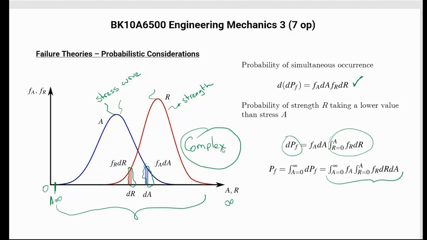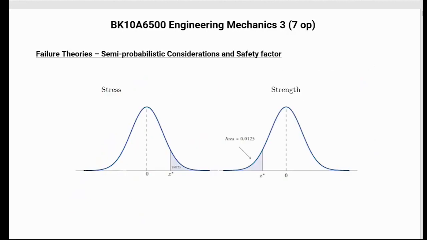There is another method that is called the semi-probabilistic consideration, and also a third method that you might be very familiar with, which is the safety factor method. The safety factor method means, whatever value you have, multiply it by 2, by 4, by 10, and that's going to be your value. And that's it. You can call it a day.